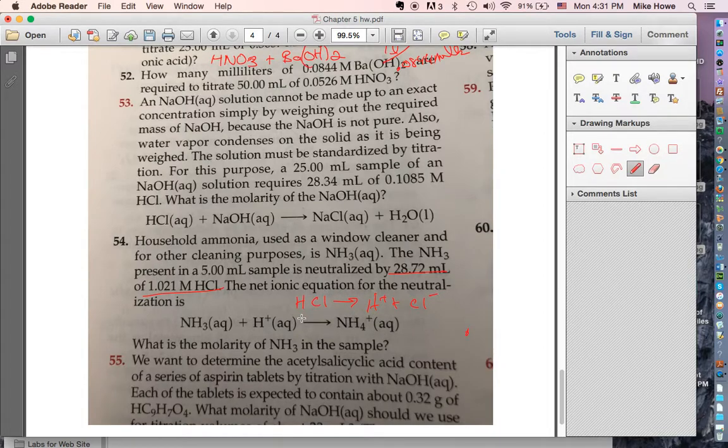All right, so you want to know the molarity of the NH3. So if you know the moles of H plus, you can find the moles of NH3 because of the 1-to-1 ratio. Then divide by the volume and you have the molarity. So that's the logic on 54.